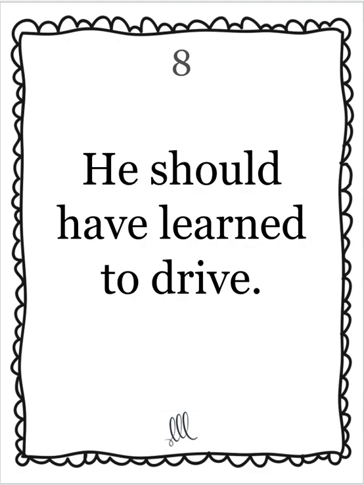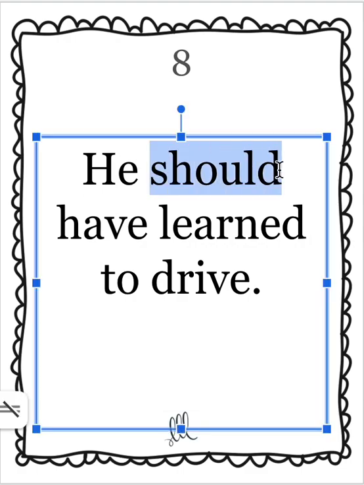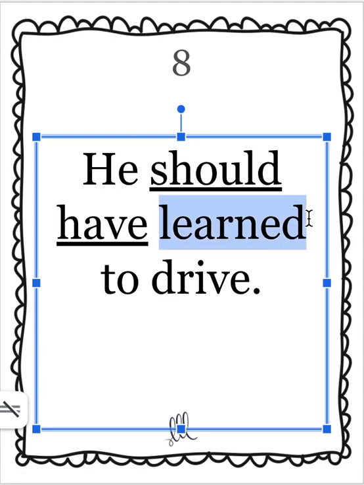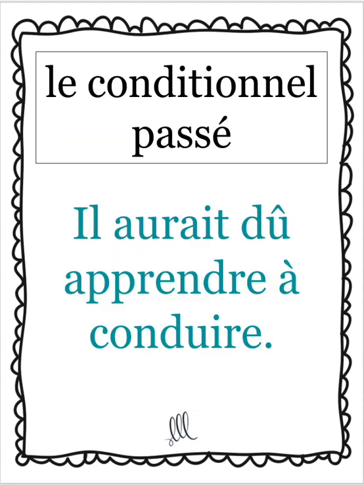Numéro 8, he should have learned to drive. Now, we talked a minute ago about when we see the word should. And remember the two things I told you about should. I want you to remember those two things, but now let's take into account that it's not just should, but it's should have. And don't be confused when you see learned, right? This is not the verb that needs to be conjugated, okay? This is the verb that needs to be conjugated, and in which tense? Ça, c'est le conditionnel passé.